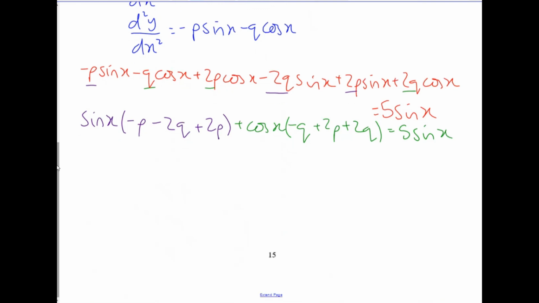We can equate these coefficients and then get simultaneous equations for p and q. So the sine x is equal to 5, so we've got minus p plus 2p, which gives me p minus 2q equals 5. From the cos, collecting up the q's gives me 2p plus q equals 0, and then you can solve these in your calculator. So you get q is minus 2 and p is 1.